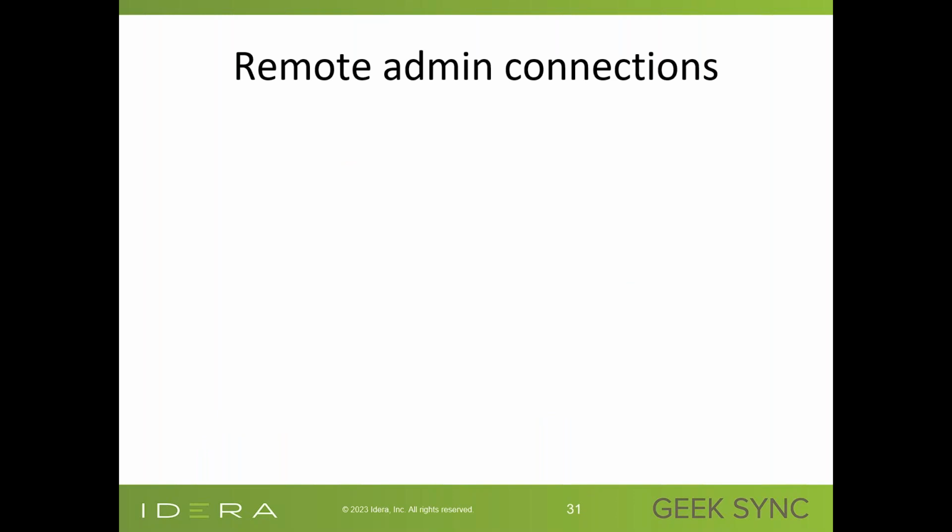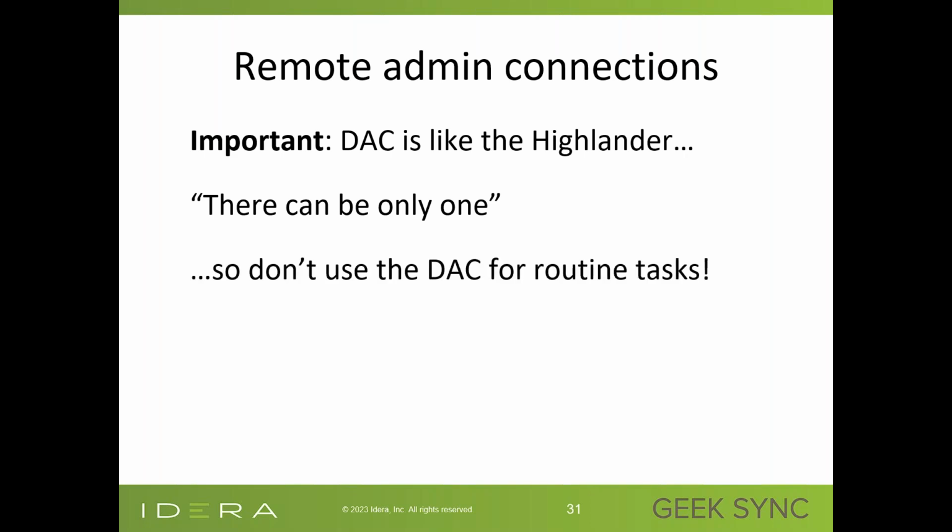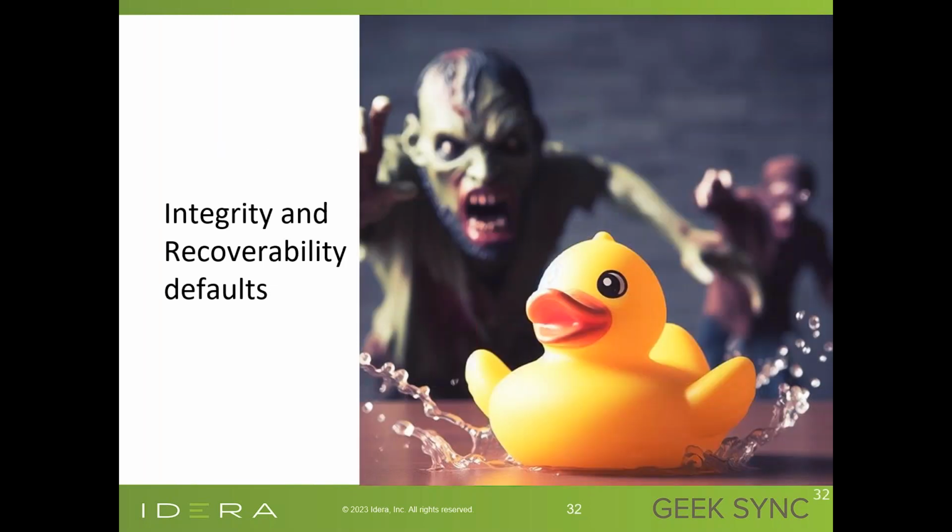The thing to remember about the remote admin connection is it's kind of like the Highlander. I don't know if you're familiar with that, but the Highlander was all these immortals that were battling it out, and the rule was there can be only one. The same thing is true with your remote admin connection. There can be only one. There's only a single thread used, so don't use it for routine tasks. Don't get in the habit of having an admin connection used. In fact, you want to have this always reserved in case of emergency.